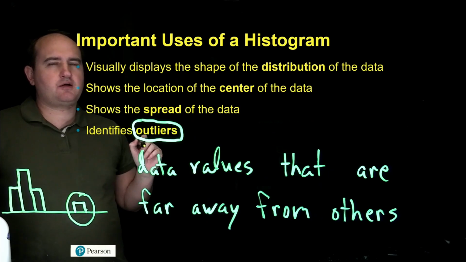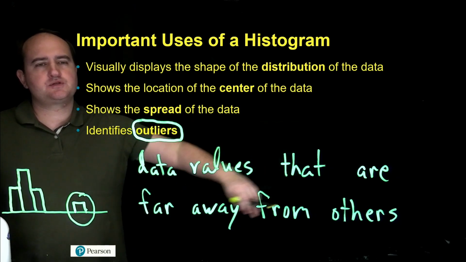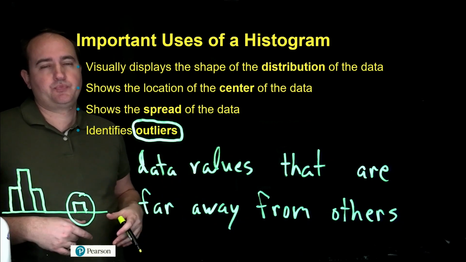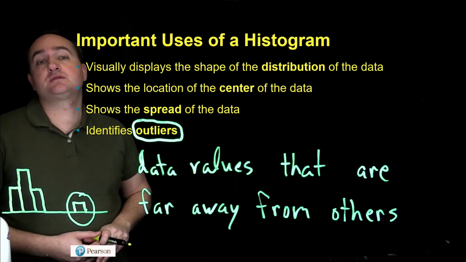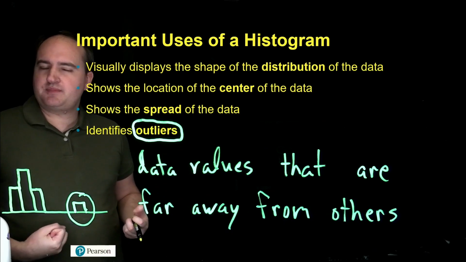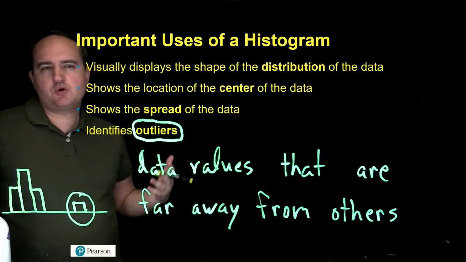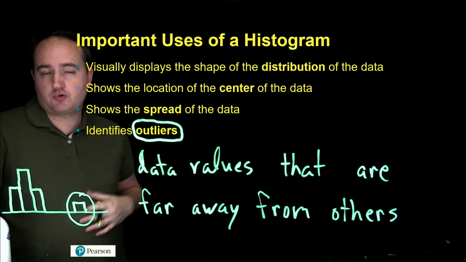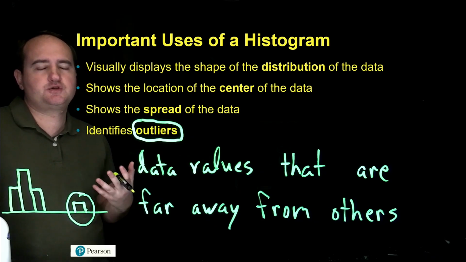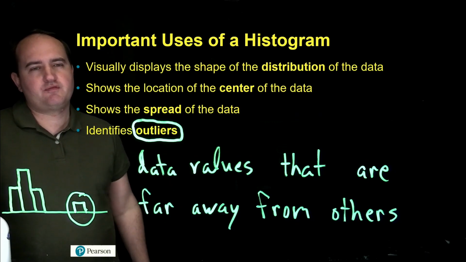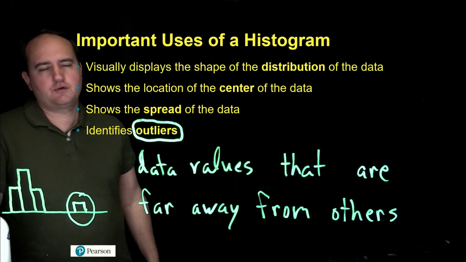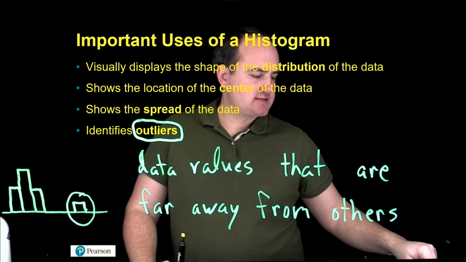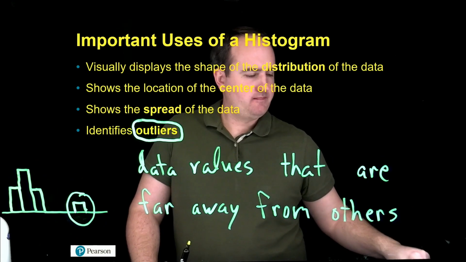Okay, so if you do have outliers, in other words, you have data values that are far away from the others, that has statistical significance. We talked about statistical significance in chapter 1. That means it has mathematical meaning. And we'll come back to outliers later on in the course. They're going to end up being a lot more important. But for now, I just wanted to introduce the idea of an outlier. Okay? All right, so let's go on to the next slide.